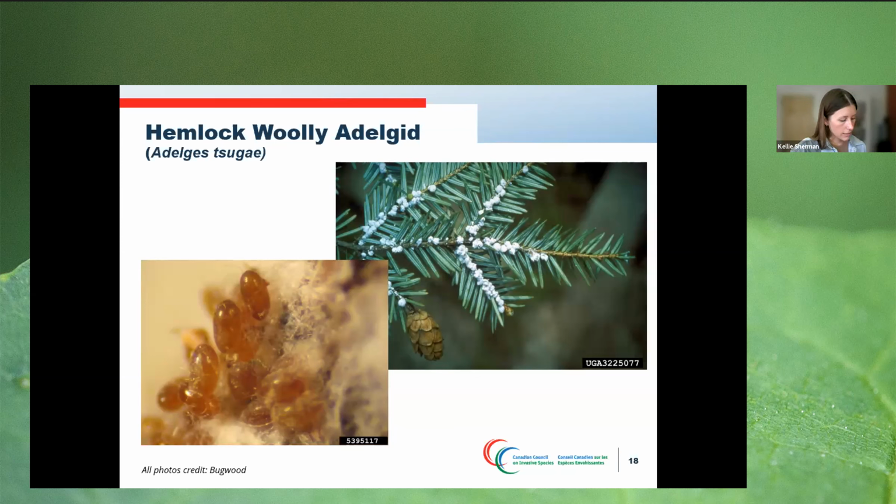Again, a few more signs and symptoms: the woolly sacs, and other signs of its actual damage, like premature bud and shoot dieback, needle loss, and thinning crown. And like I said, I just mentioned the BC species as well, so if you're in BC, it's not as much of a concern as in Eastern Canada.